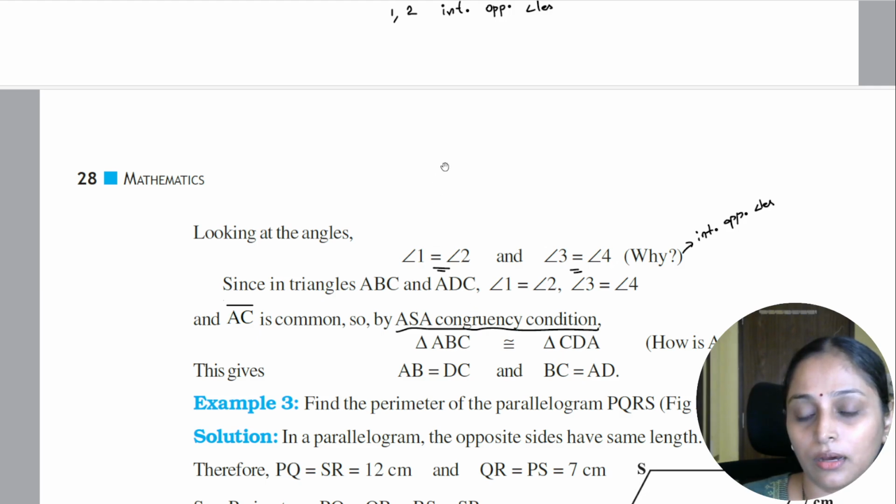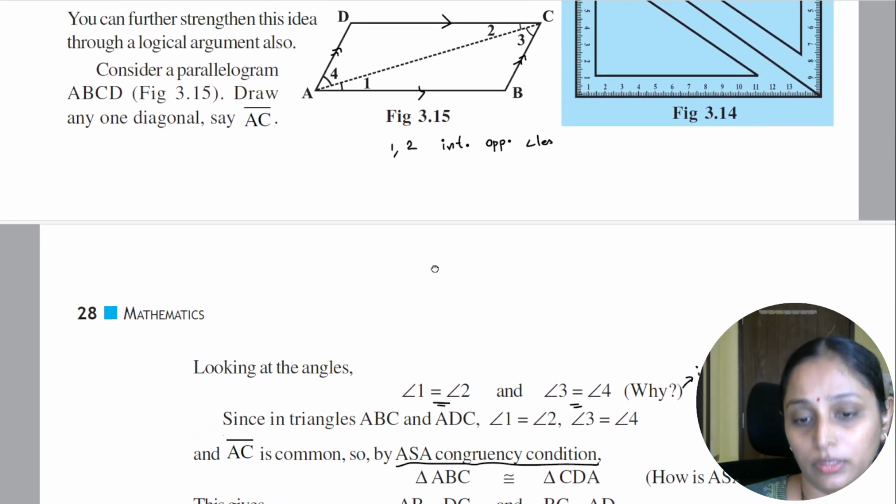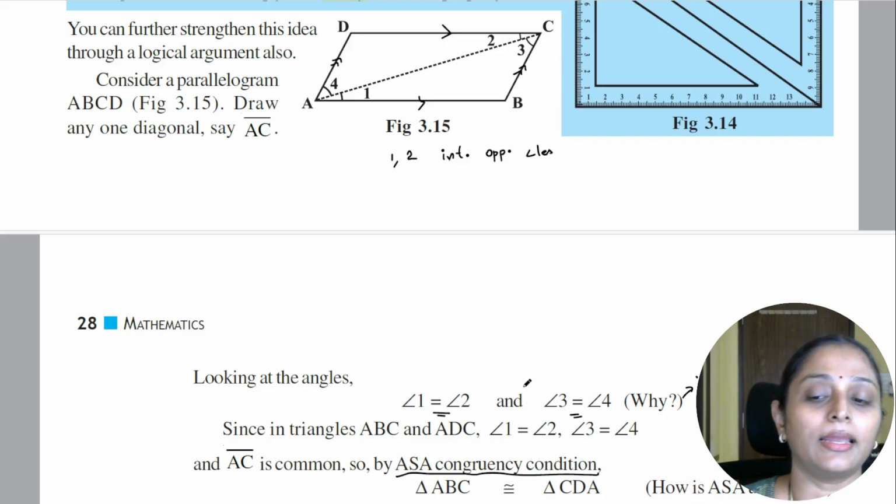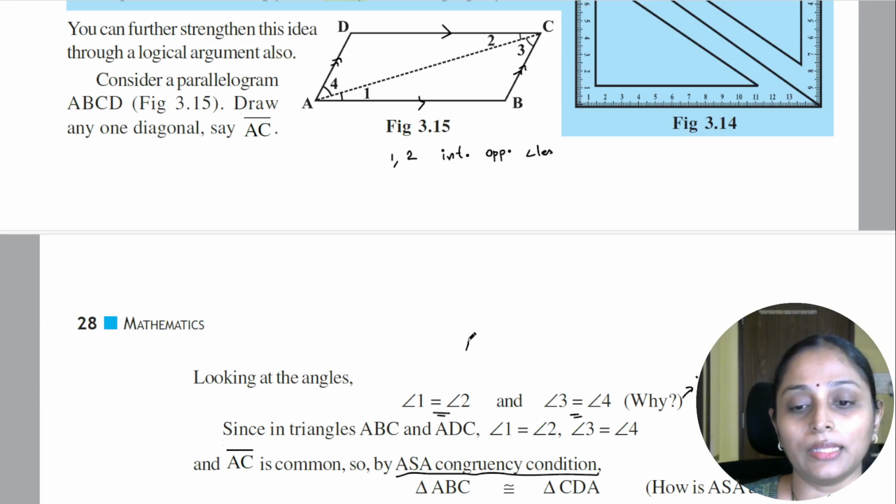Now here please keep in mind the order in which you mention the triangle. If you are saying ABC, angle A is corresponding to angle C here, right? In the sense that angle 1 is equal to angle C. So your second triangle should start with angle C. And then the angle B here corresponds to angle D in the second triangle. So I will take the second triangle as CDA. So you will say that by ASA congruency, these two triangles are congruent, right?